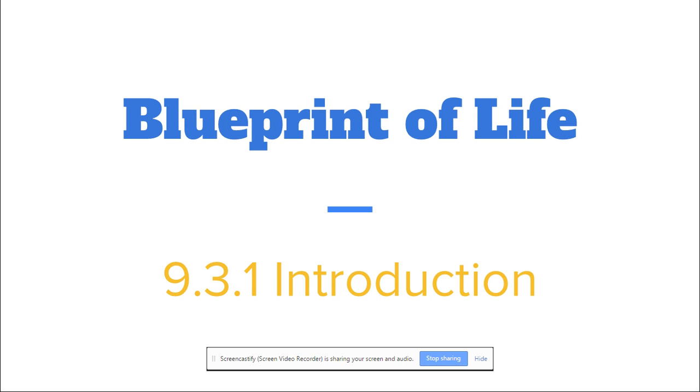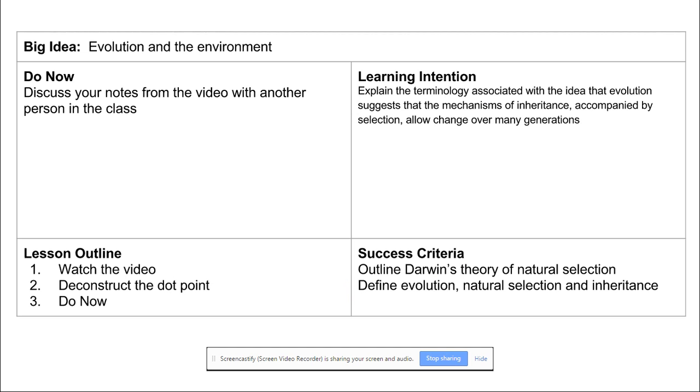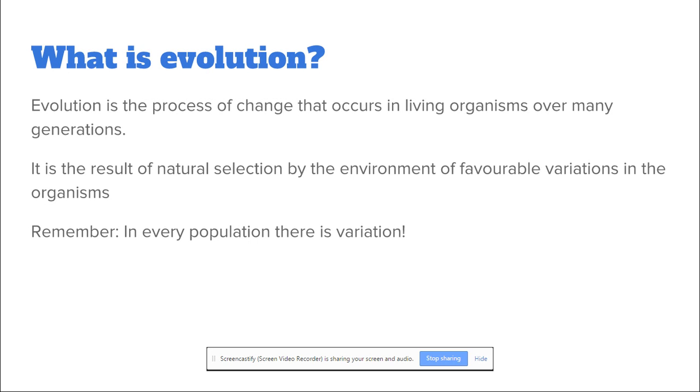In this video, I'm going to give you a brief introduction about evolution, natural selection, and inheritance. So what is evolution? Evolution is going to be the overarching concept for a series of about 5 videos. Evolution is the process of change that occurs in living organisms over many generations. It is the result of natural selection by the environment of favorable variations in organisms.